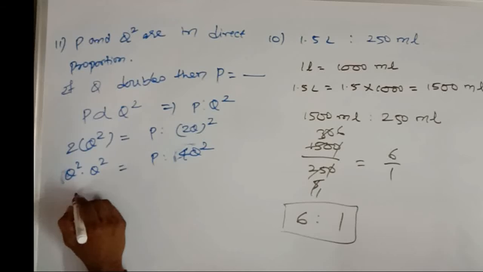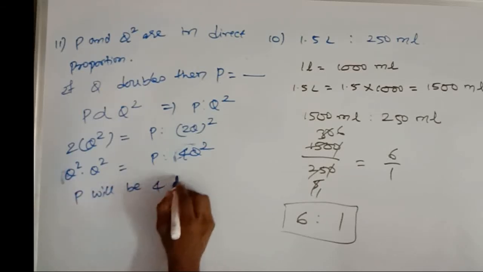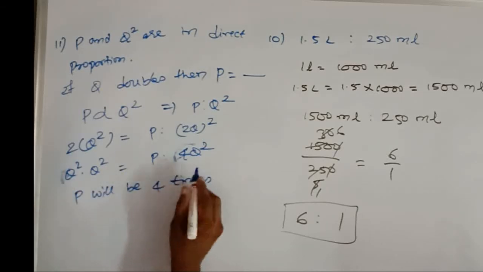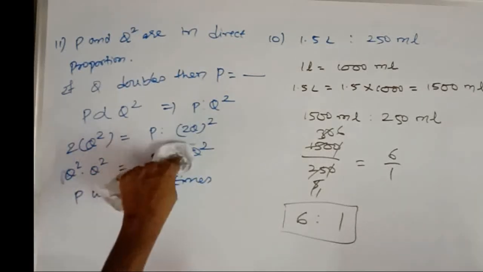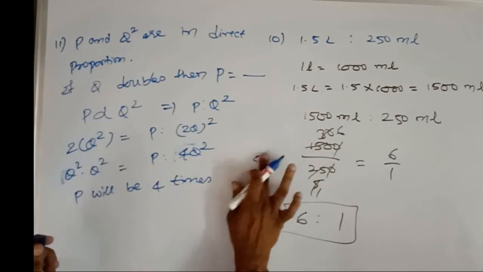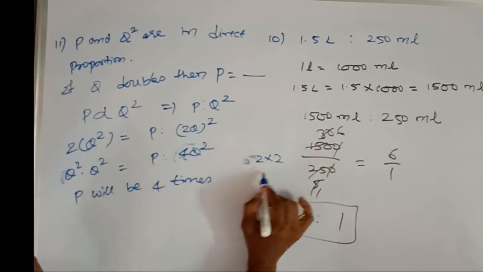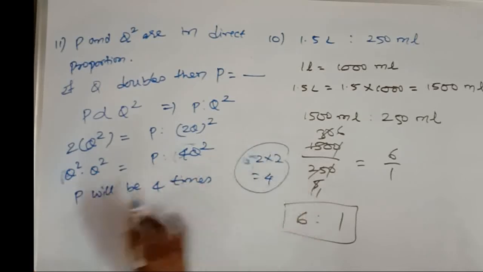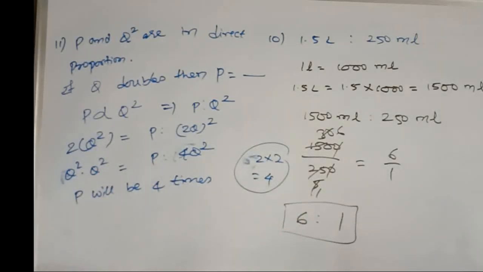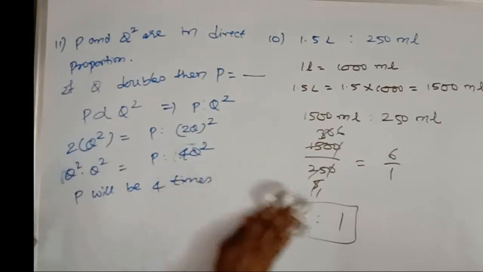Now see, then P will be 4 times. Here, as an example I am taking Q square as 2. Then what about 2 into 2? That is 4. So that means P will be 4 times. That is the answer to the question.